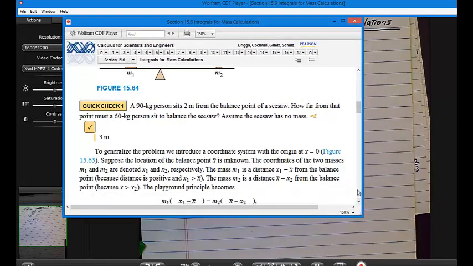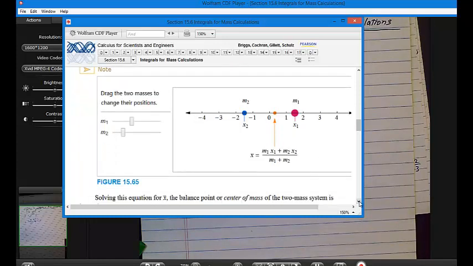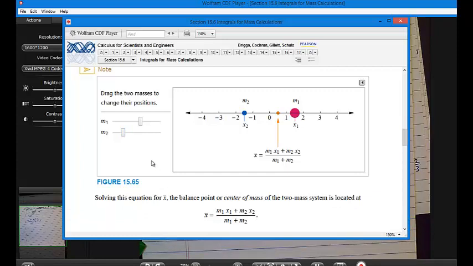All right, so we want to generalize this. And so we have a coordinate system. So here's a nice picture. Oh, I like it. An applet. Drag the two masses to change their positions. Okay, let's do that. This is going to crash my computer, isn't it? We've seen this happen, right? I mean, in theory, that's a really nice thing to have, right? But I didn't see anything happen, did you? Oh, maybe drag the mass itself? Oh, okay, cool.